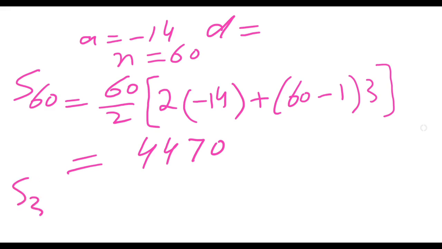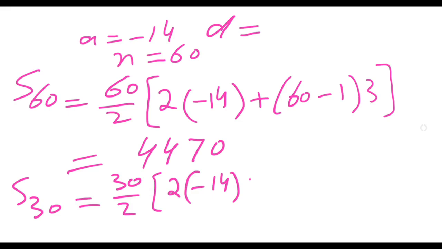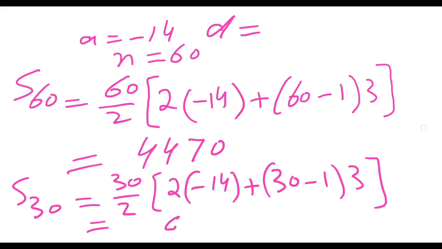S30, I'm going to use the formula, 30 over 2, big bracket, 2 multiply negative 14, plus 30 minus 1 multiply 3. I'm going to use the calculator one time. The answer is 885.